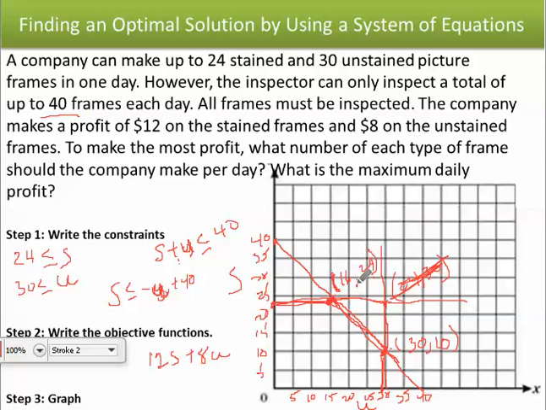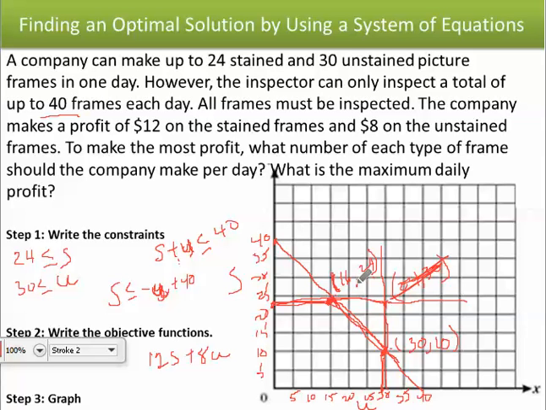So my points are at (0, 24), (16, 24), (30, 10), and (30, 0). Those are my four points that I've got.